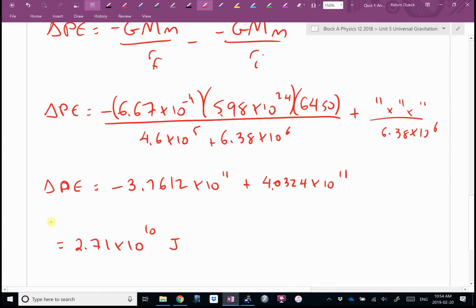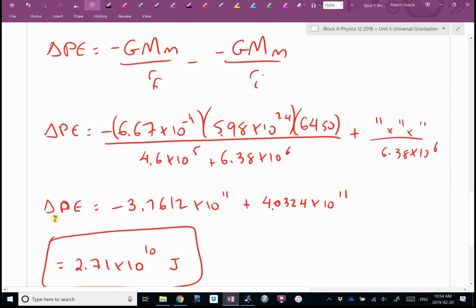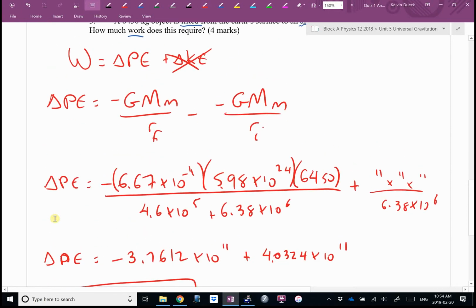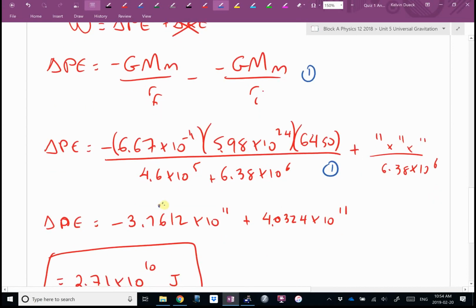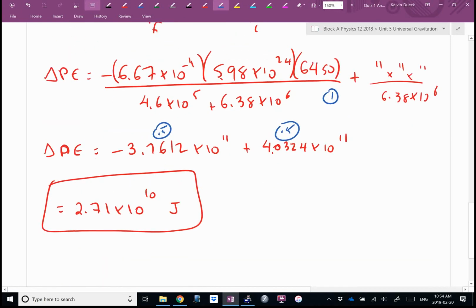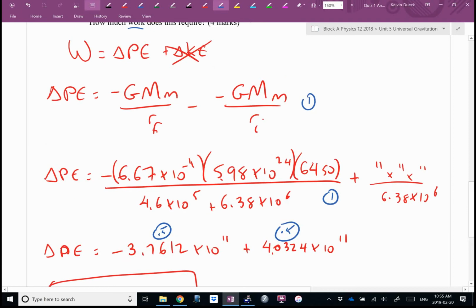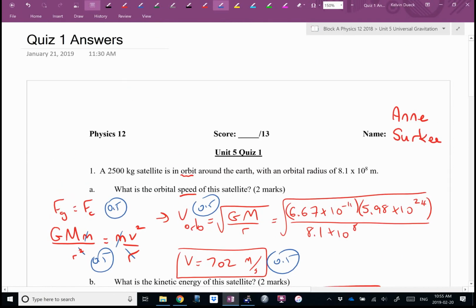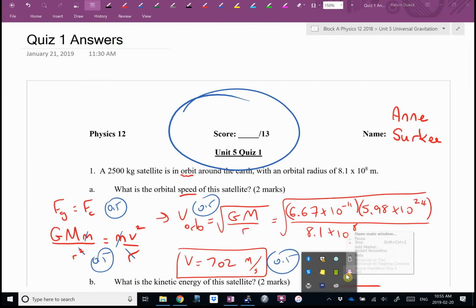Yep. So if you got that, 4 out of 4. Otherwise, I would probably go something like this. I would give you 1 mark if I saw that. I would give you 1 mark if I saw that. I would give you a half mark for that number and a half mark for that number because it is a lot of typing. And then I would give you 1 mark for the answer. Probably something like that. If you could give yourself a lovely score out of 13, that would be wonderful, please.